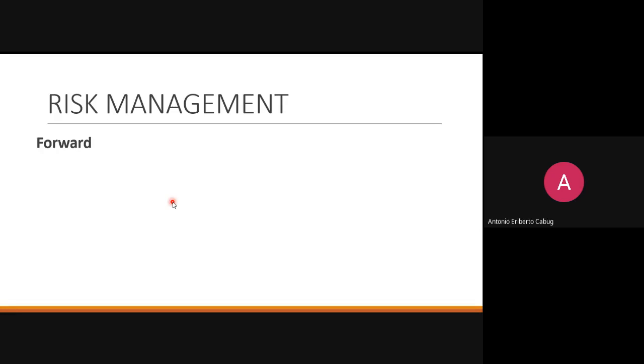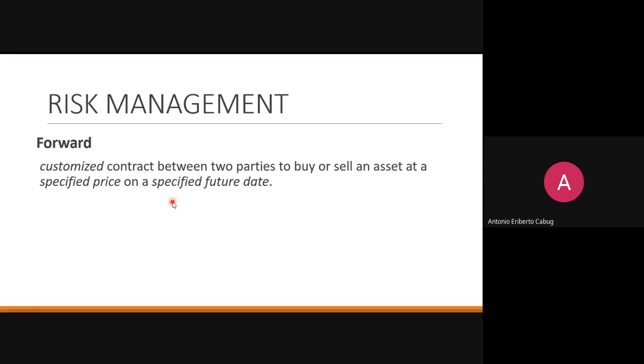One of the examples of a derivative is the forward. What is a forward? A forward is a customized contract between two parties to buy or sell an asset at a specified price on a specified future date. Similar to forwards are futures.